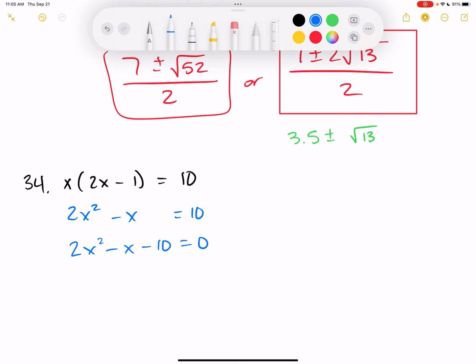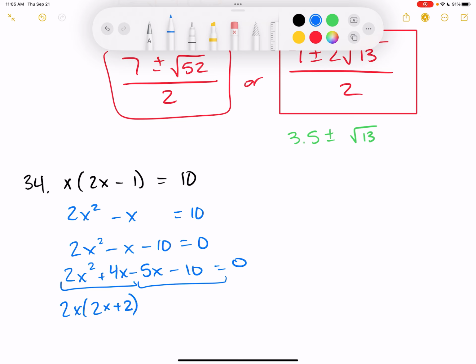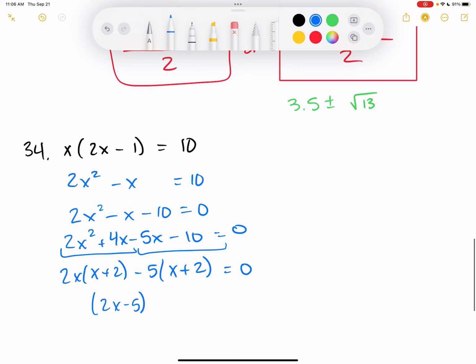So I need factors of negative 20 that give me negative 1. We have negative 5 and positive 4. So 2x squared plus 4x minus 5x minus 10. Take out a 2x, that gives you x plus 2. Minus 5, that's x plus 2. So 2x minus 5 times x plus 2.